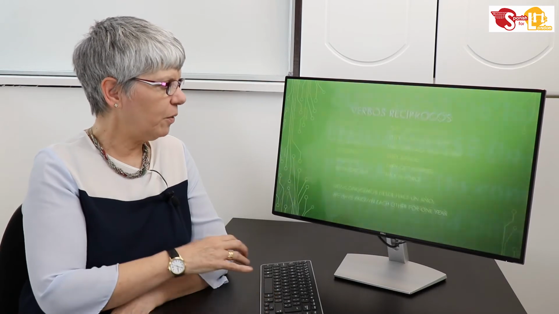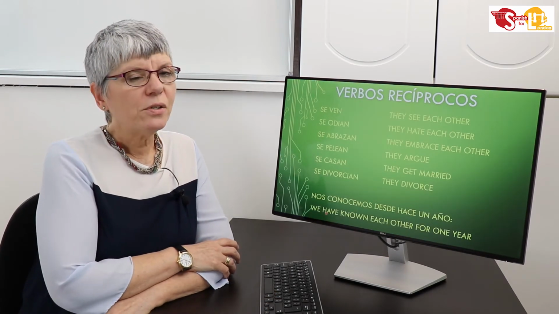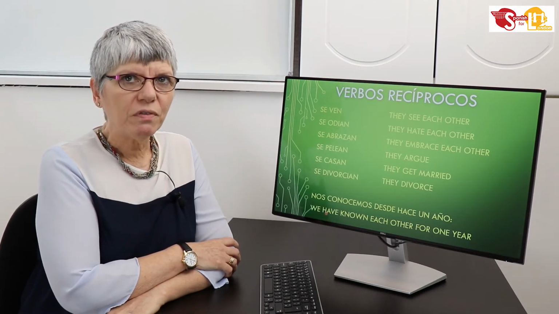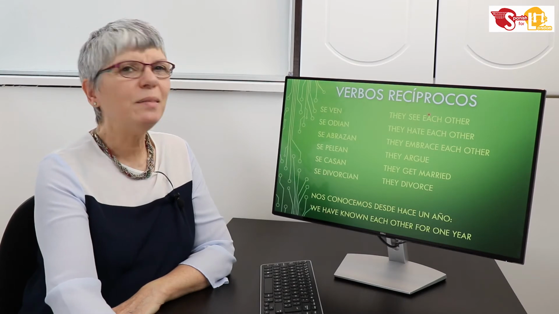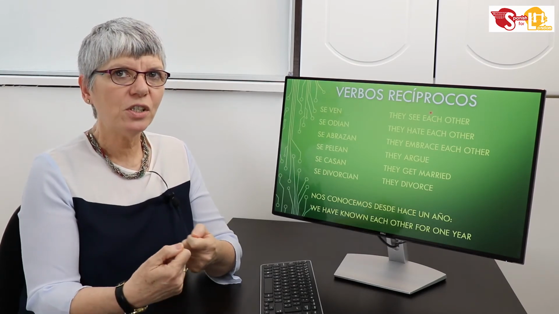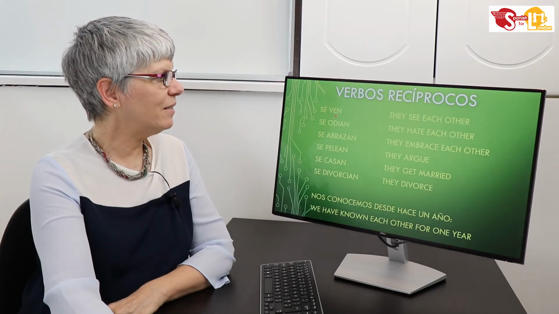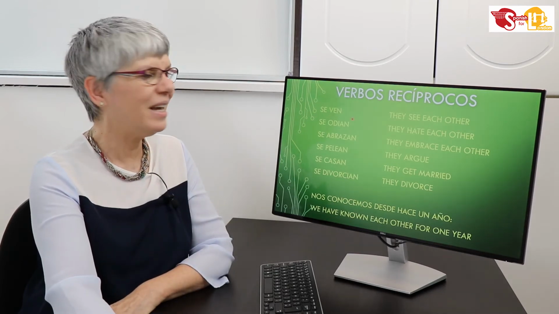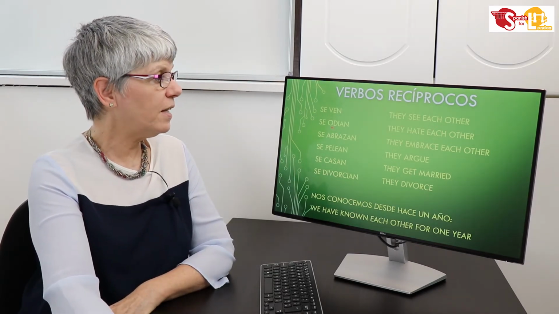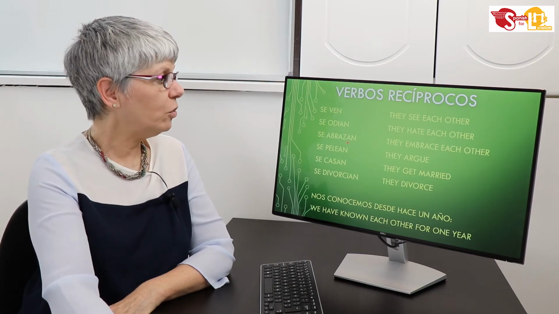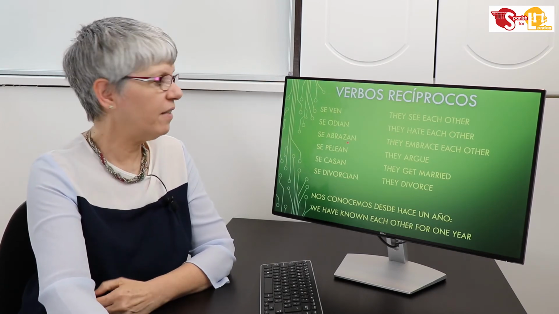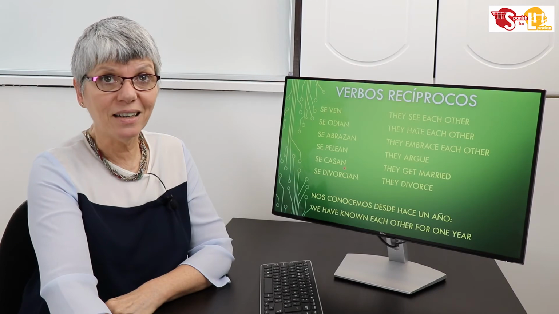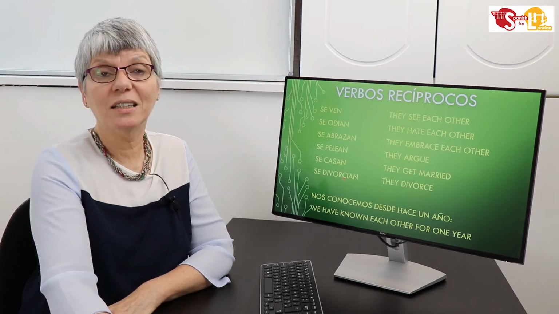Okay. Now, we have also a very restricted group of verbs, which are also reflexive verbs. These are called recíprocos because you reciprocate. The action is mutual. For example, verse, when you see a person and the person sees you, so they see each other. Okay, se ven, they see each other. Or se odian, they hate each other. O se abrazan, they embrace each other. O se pelean, they argue. It is mutual. O se casan, they get married. O se divorcian, they divorce.